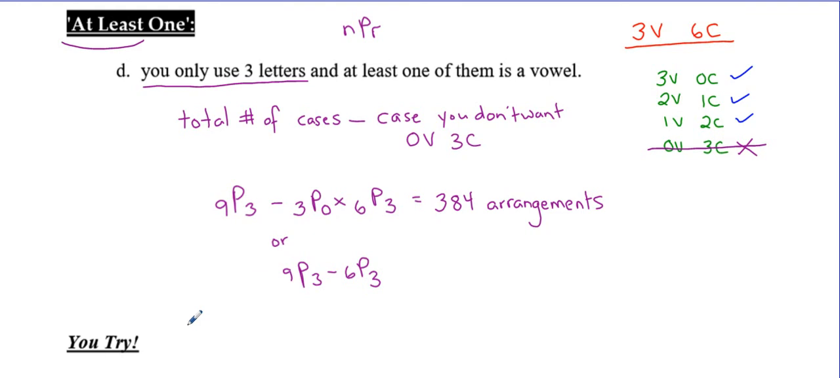So in this example, you have to look for the word at least. And so anytime there is the word at least, you're taking the total number of cases and subtracting the case or cases that you don't want. In this example, there's only 1 case that you don't want. So those are your 3 different groups of questions: reserved places, grouping items, and at least 1.